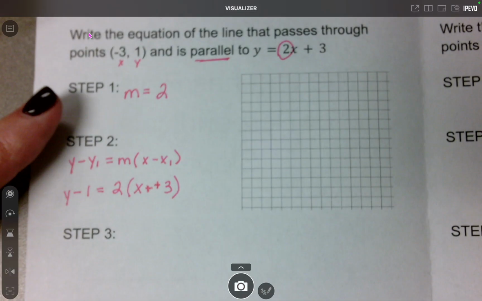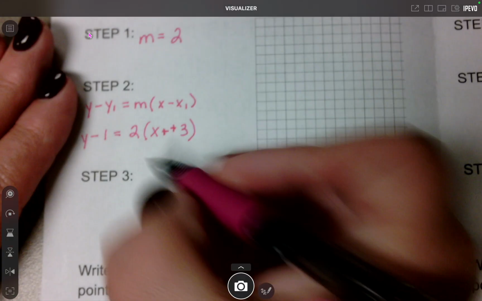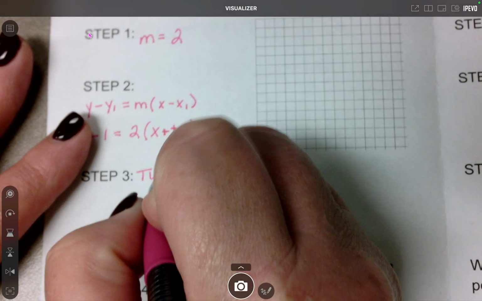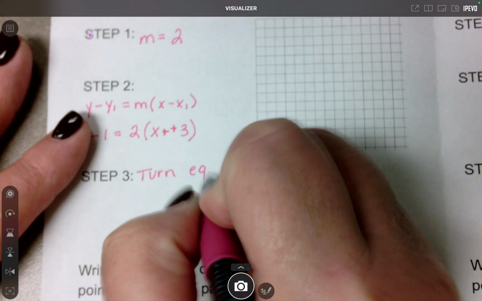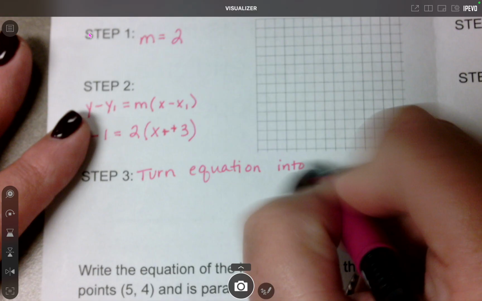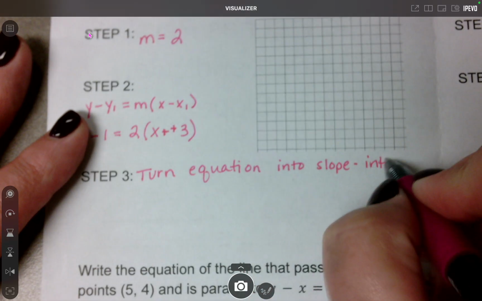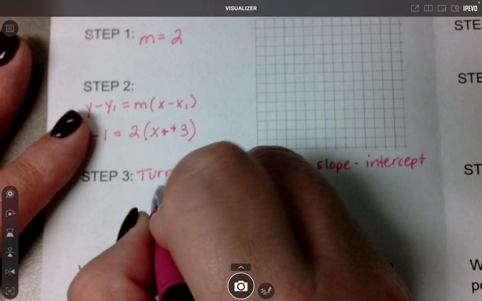And then this problem just says write an equation. It doesn't say what kind of an equation, so if this was a homework, test, or quiz, you would be done at that point. But what I'm going to have you go ahead and do on step 3 is to turn it into slope-intercept form. So we're just going to write: turn equation into slope-intercept form.